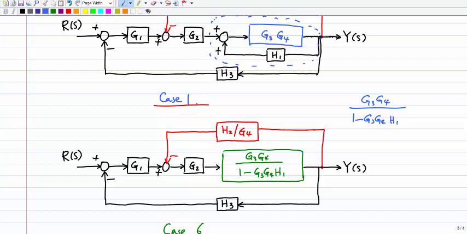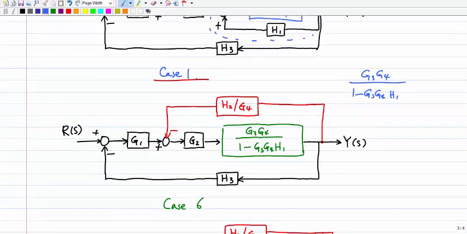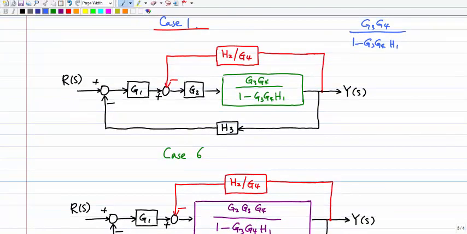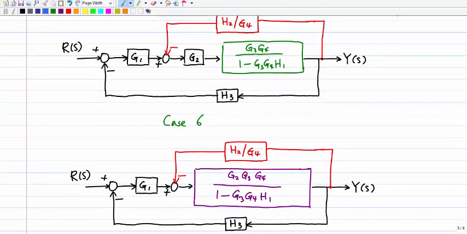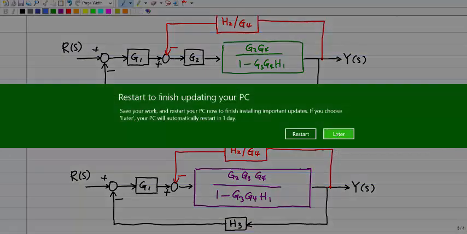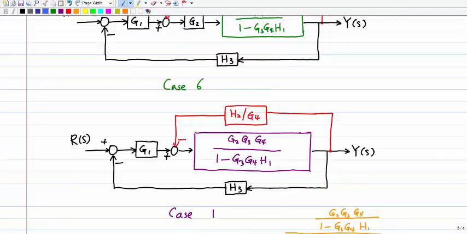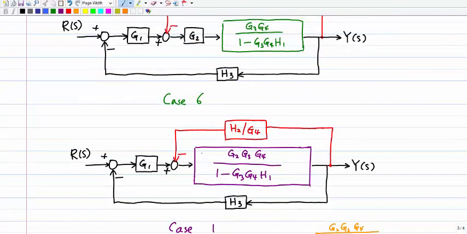Now naturally I still have a cascade. Let's do this one again. So cascade is just the multiplication of these two. I put them together, g2, g3, g4, and the denominator will still be the same, 1 minus g3, g4 times h1. Now we do one more thing, because this is a feedback loop again.